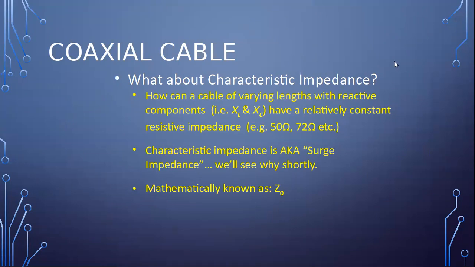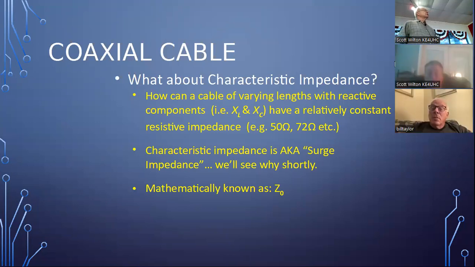How do you have cables of varying lengths with reactive components, that is X sub C and X sub L, have a relatively constant resistive impedance? Characteristic impedance is also known as surge impedance, and we'll see why in the next couple slides. And the mathematical character is Z sub 0. Okay.